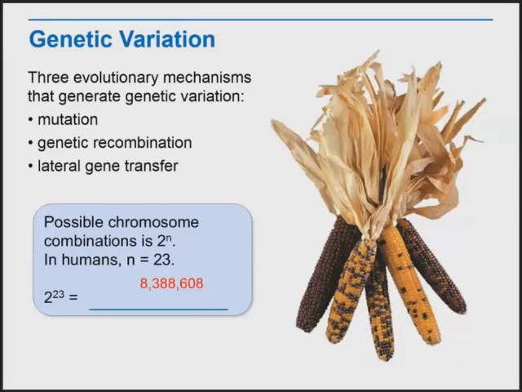Sometimes genes pass from one individual to another, or even from individuals of one species to another. Passing of genes from one individual to another individual that is not its offspring produces a kind of gene flow called lateral gene transfer. Lateral gene transfer can occur between individuals of the same species or individuals of different species.